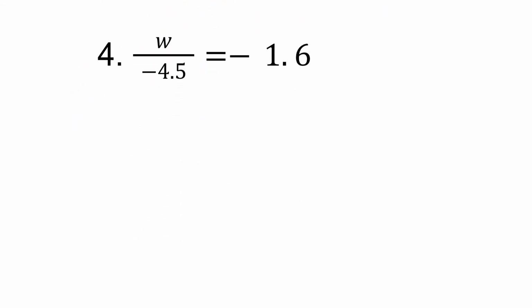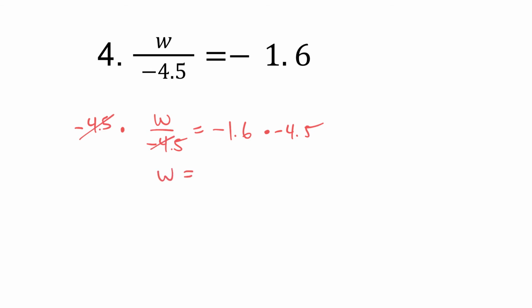Number 4. I'm going to write this one down here. W over negative 4.5 is equal to negative 1.6. Students think this is so hard, but it's so easy. This is division, and the inverse of division is multiplication. So you just multiply both sides by negative 4.5. So these cancel, and you have W.